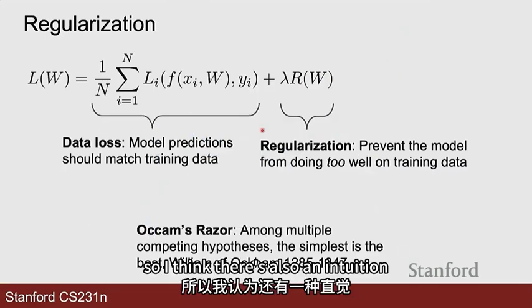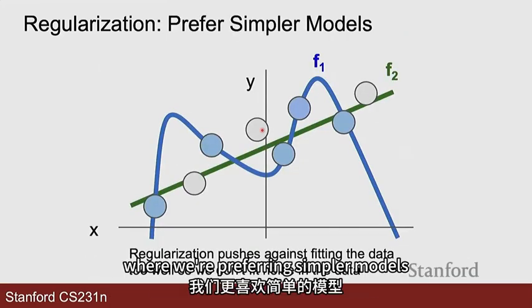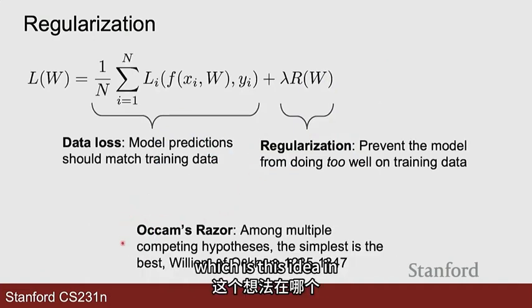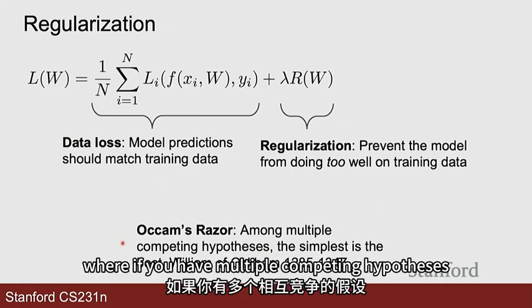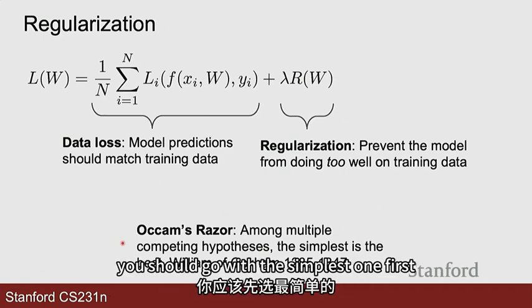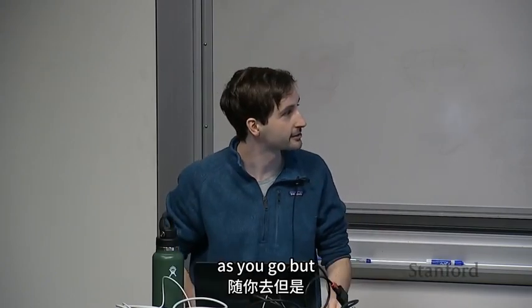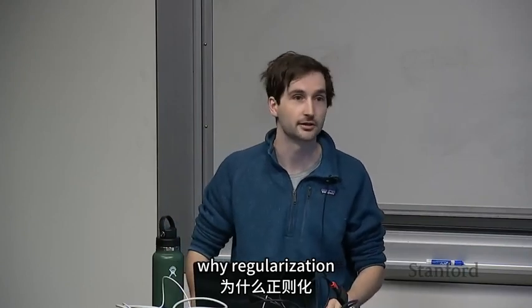So I think there's also an intuition in this previous example that's demonstrated very well, where we're preferring simpler models. It's sort of like Occam's razor, which is this idea in philosophy and also scientific discovery, where if you have multiple competing hypotheses, you should go with the simplest one first, and then if you know for sure that's wrong, then you can start trying out more complicated ones as you go. But this is maybe also some intuition you can have for why regularization can be useful.